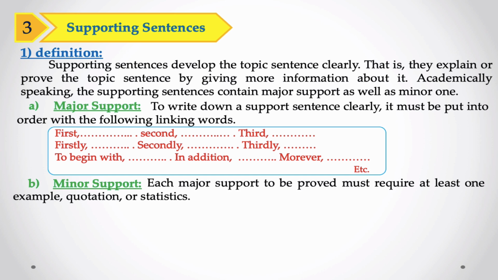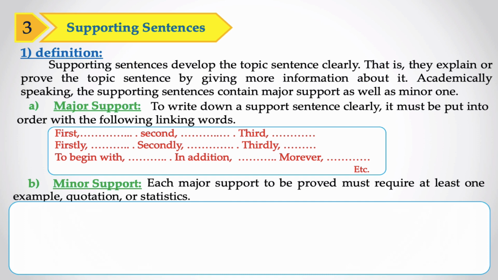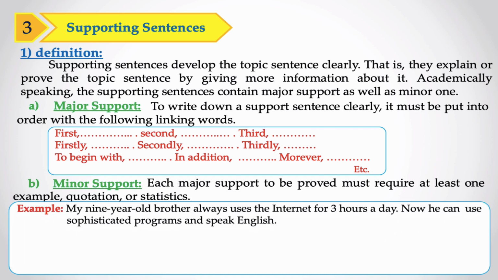Here, each major support, to be proved, must require at least one example, quotation, or statistic. Let's have a look at one of these strategies. The first one, example. Imagine here we are talking about the advantages of the internet and how it can help us to speak English or learn some sophisticated programs. We can give some examples like the one that is here.